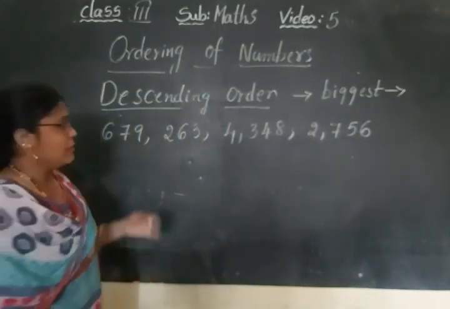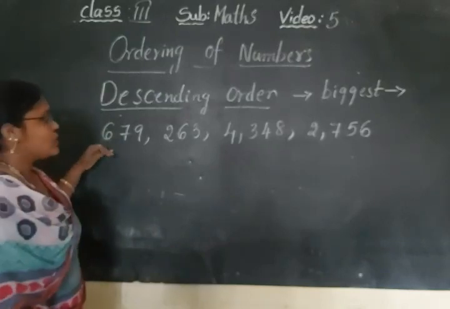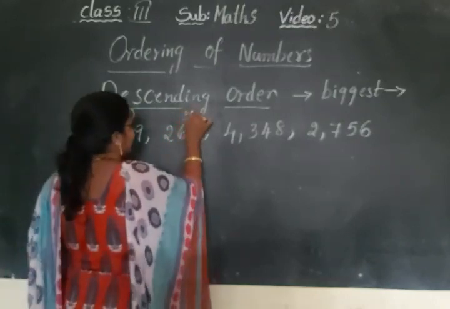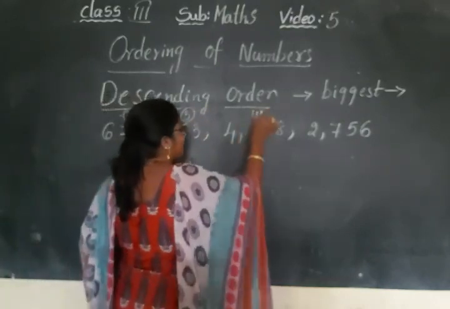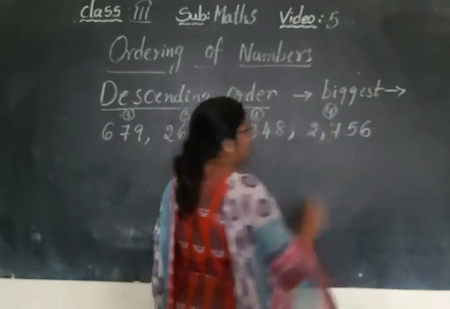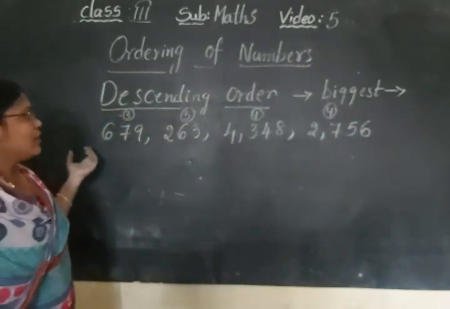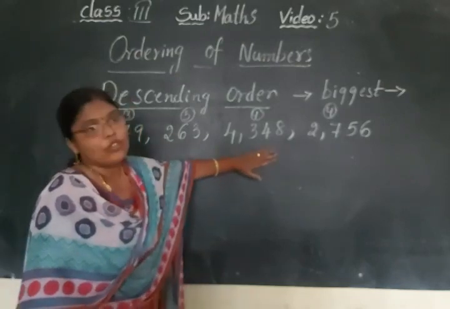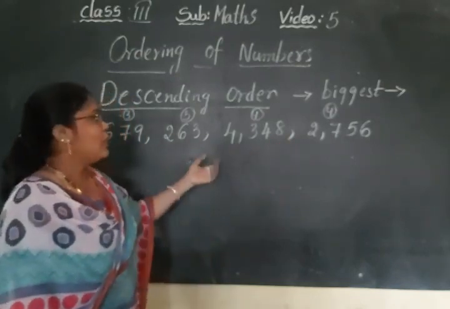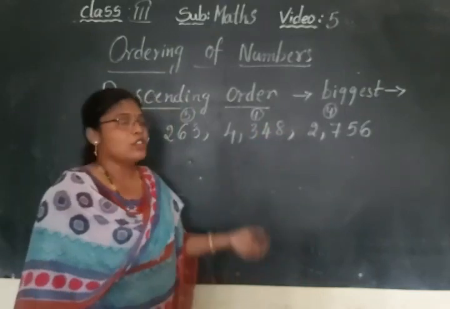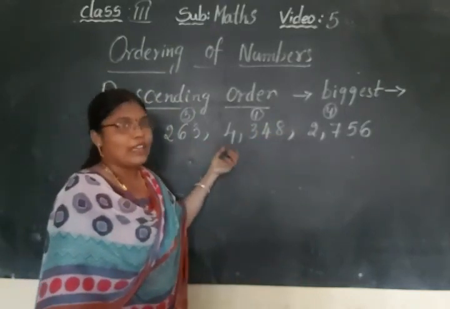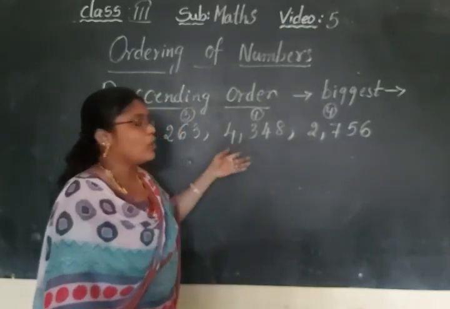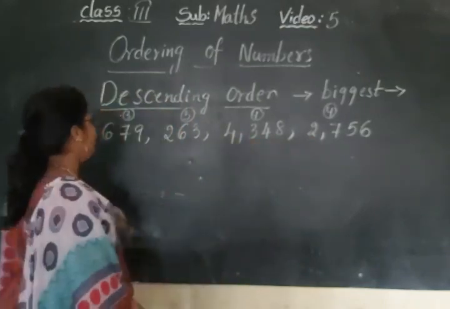To write the numbers in descending order, first you have to count the number of digits. We have 3 digits here and 3 digits, 4 and 4. So first, which has more digits? Yes, we have 4 digit numbers here. Both the numbers have 4 digits, so compare the first digit. We have 4 here and 2 here. Which is the biggest one, 4 or 2? Yes, 4 is the biggest one.